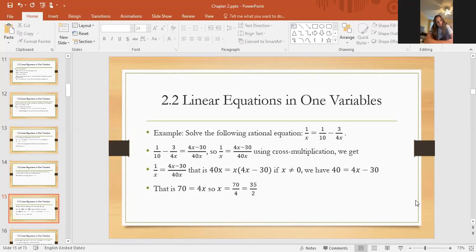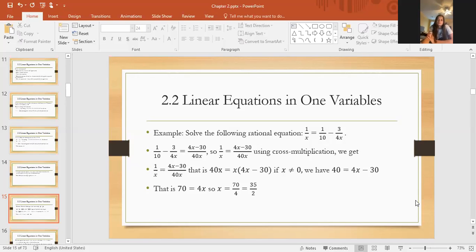So using a cross product here, the relation will become 40x equals x times (4x minus 30) if x is different from 0. So if x is different from 0, we can take it away, and the equation becomes 40 equals 4x minus 30. But when x equals 0, the equation is true. So 0 is a solution to that equation.